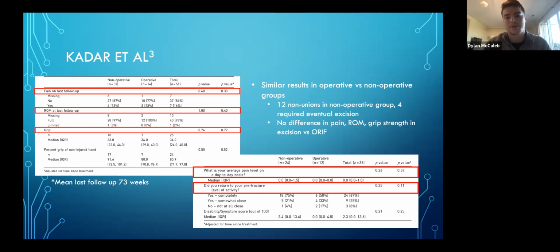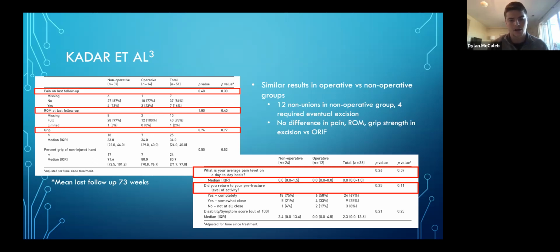One thing that I did want to note: in the non-operative group, there were 12 total non-unions, 4 of which eventually required surgical excision outside of the study parameters. There is also no difference in pain, range of motion, or grip strength between the surgical excision and the fixation groups.